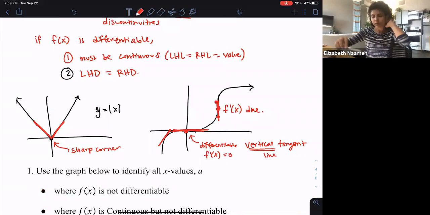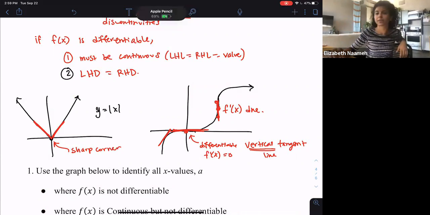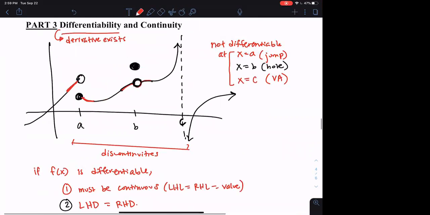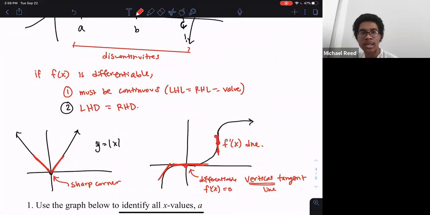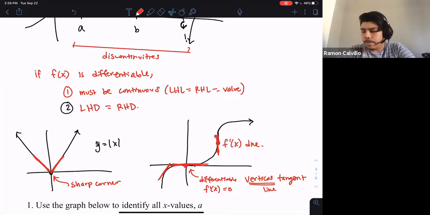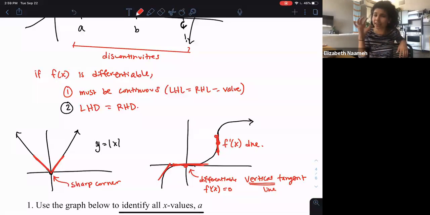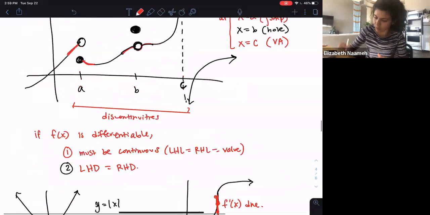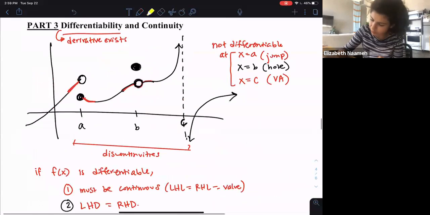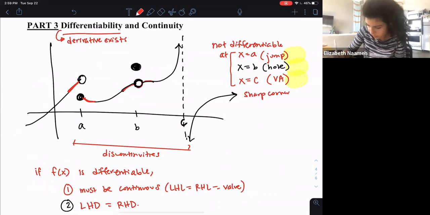So let's review. What are the 5 cases where it's not differentiable? Sharp corners. A jump. A vertical asymptote. A hole, so all the discontinuities. And a sharp corner and vertical tangent lines. Very good. So it's not differentiable at jumps, holes, vertical asymptotes, and add to that list sharp corners and vertical tangent lines. Those are the 5.